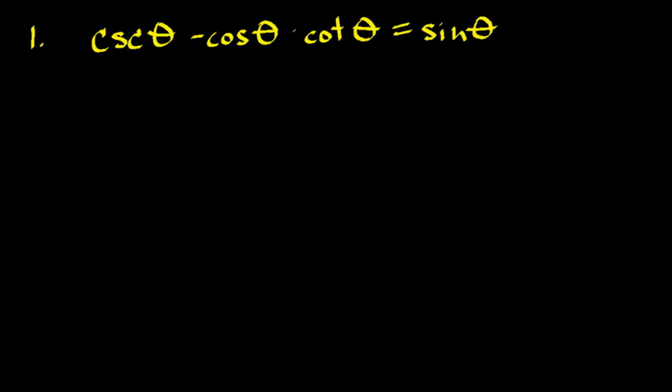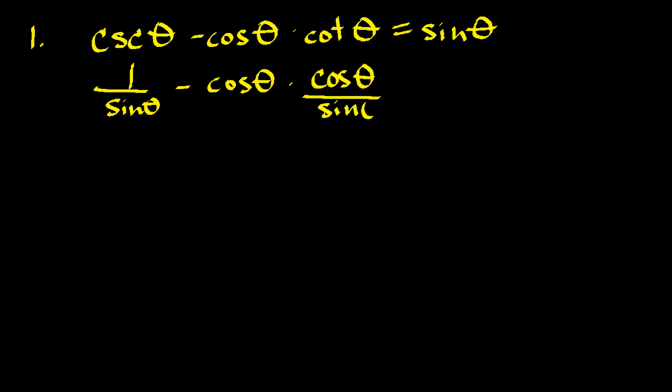In this first problem, we're going to verify that cosecant theta minus cosine theta times cotangent theta equals sine theta. Since the left side of this equation is more complicated than the right side, I'm going to start by simplifying the left side. First, I'm going to convert to all cosines and sines. Cosecant is 1 over sine theta minus cosine theta. Then I'm going to convert cotangent theta to cosine theta divided by sine theta.